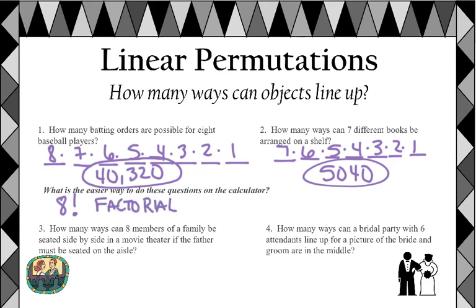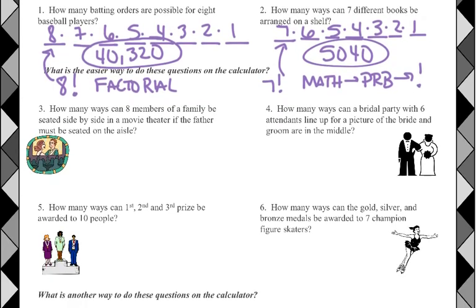Factorial is an exclamation point, and 8 factorial means 8 times 7, 6, 5, 4, 3, 2, 1. 7 factorial means that same thing. And that is under math. And then if you scroll to prob, then you'll see the exclamation point. So you could put in the number like 7, math, prob, exclamation point, and it'll give you the same answer.